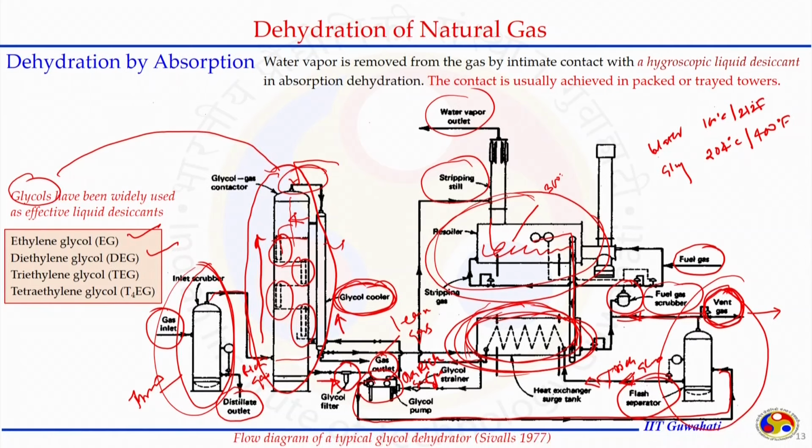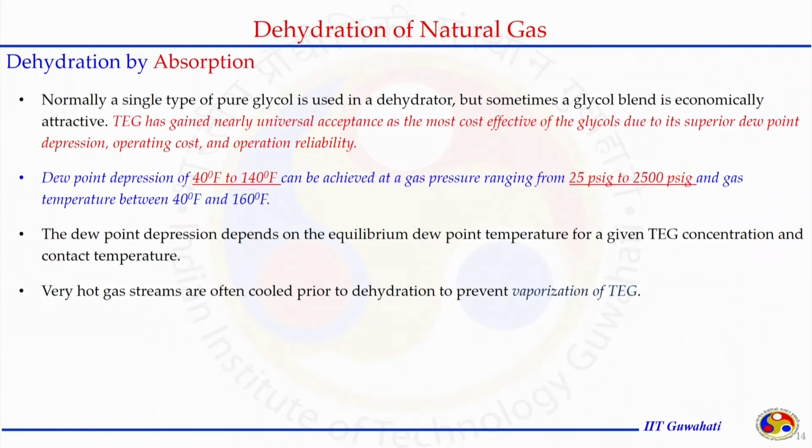And in this process, the reboiler is operated around 350 degrees Fahrenheit, and we are able to reconcentrate glycol up to 99.5% or better. The losses can be managed by making up the glycol to this process. We can use either a single type of pure glycol, or we can go with a combination, but from the studies conducted, TEG has gained nearly universal acceptance as the most cost effective of the glycols due to its superior dew point depression, operating cost and operation reliability.